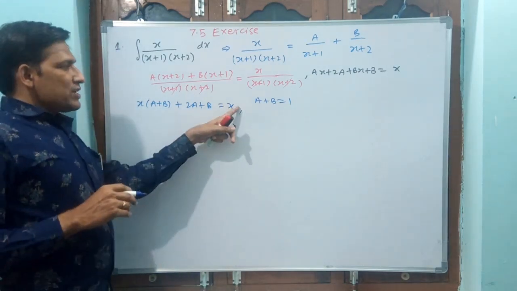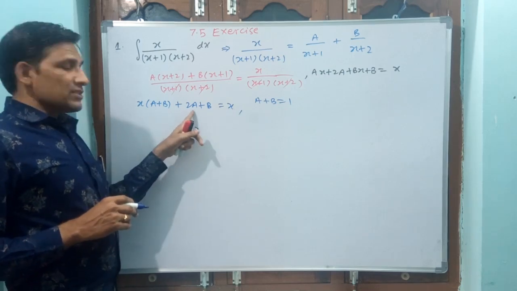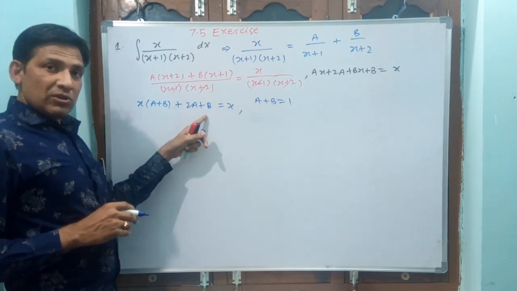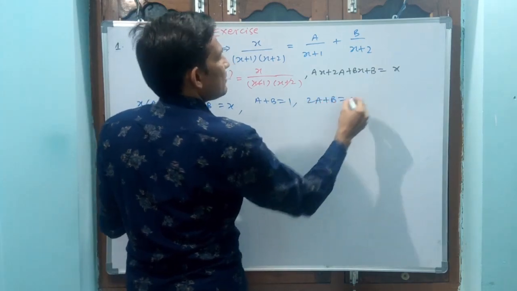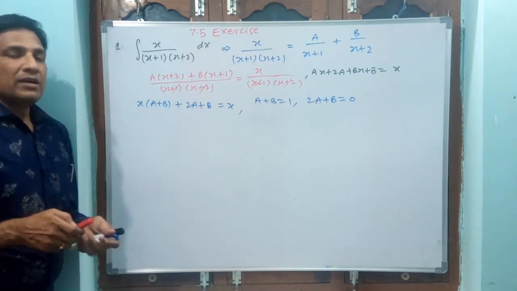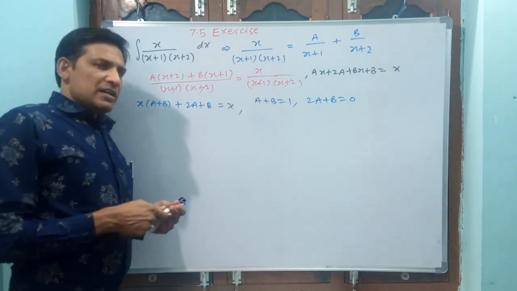Another one. Is there any constant here? No, but here constants are there. That means 2a plus b is equal to 0. That also you have to take. 2a plus b is equal to 0. Then you solve these two equations, and you are going to get a and b.